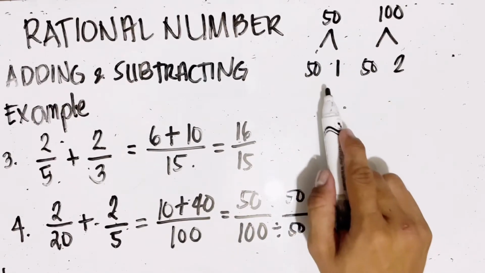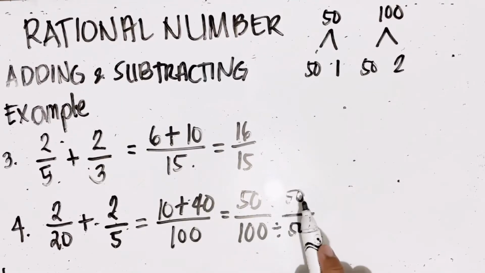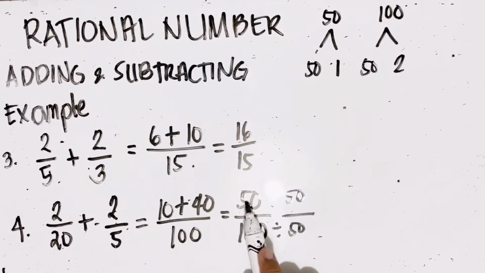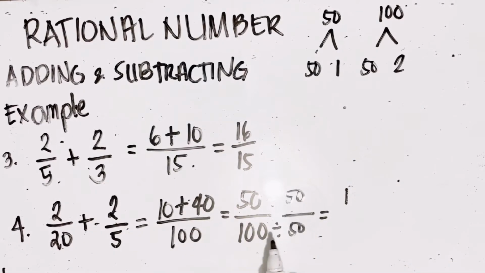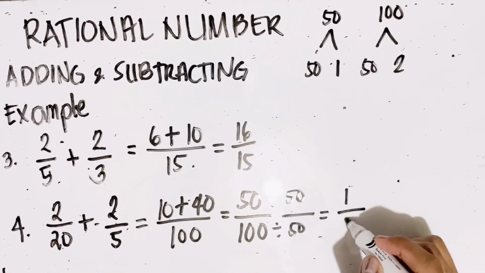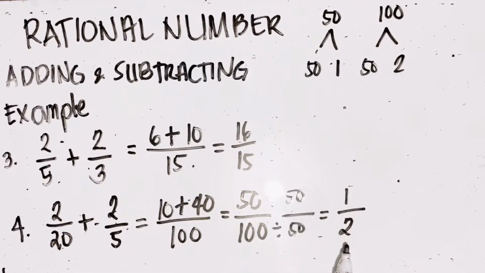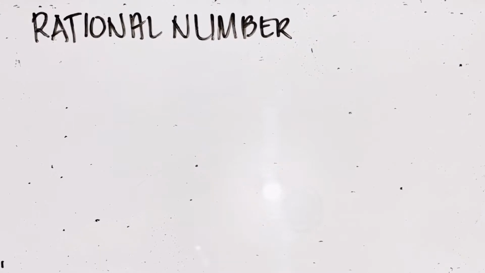So we divide them with 50 over 50. So 50 divided by 50, that's equal to 1. 100 divided by 50, that's equal to 2. Now the final answer is equal to 1/2. Now the next operations are multiplication and division.